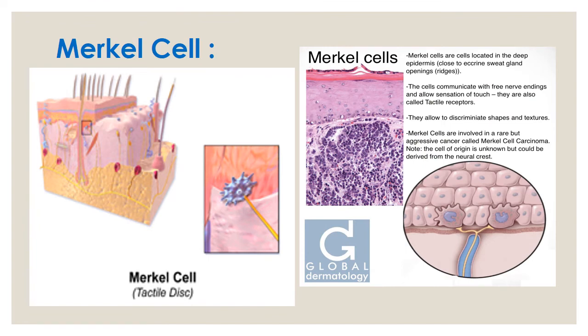Next are the Merkel cells. These Merkel cells are sensory mechanoreceptors which are found in the stratum basale, and they are responsible for the sensations of fine touch, and they are abundantly found in the fingertips. So they are responsible for discriminating shapes and textures. They communicate with the free nerve endings and allow the sensations of touch, so they are called tactile receptors.